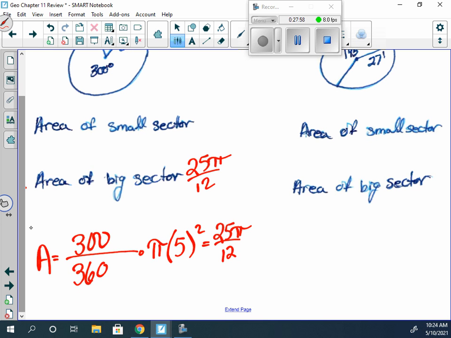Now to find the smaller sector, we can do the same thing. I can subtract 25 pi over 12 from 5 pi, or pi times 5 squared, to get the other one. Or we can do 300 subtracted from 360, which would give us 60. And do the same thing to find the area of the smaller sector, which would be 25 pi. Yep.